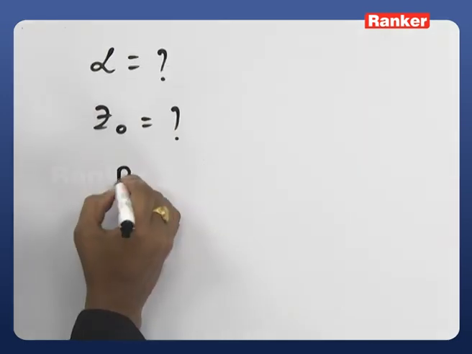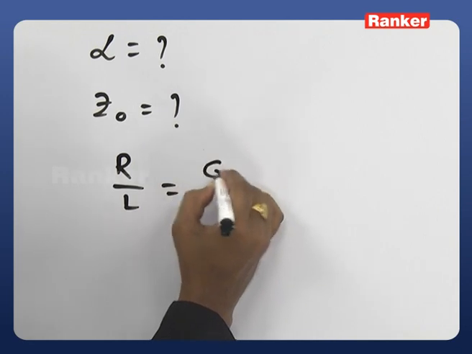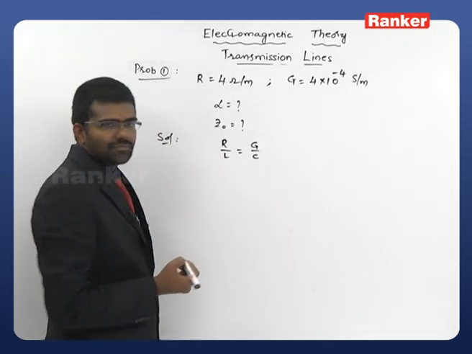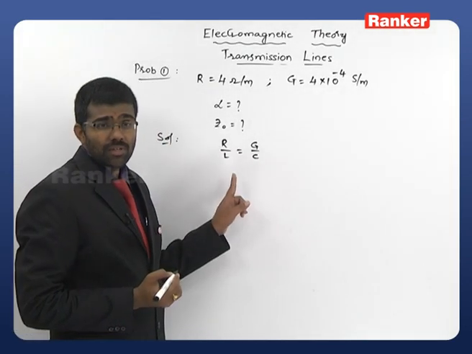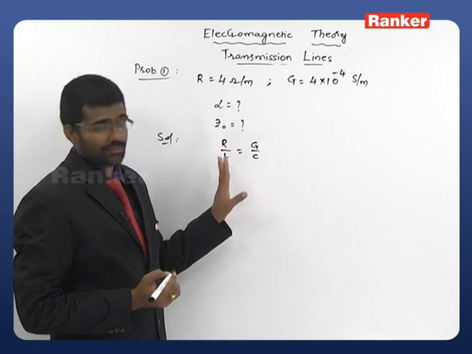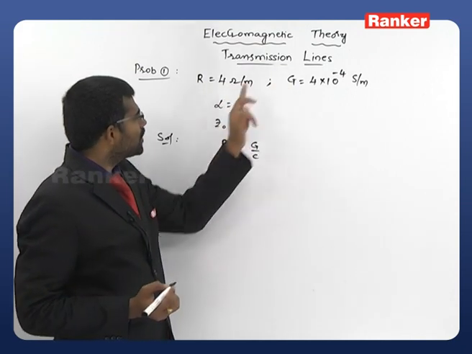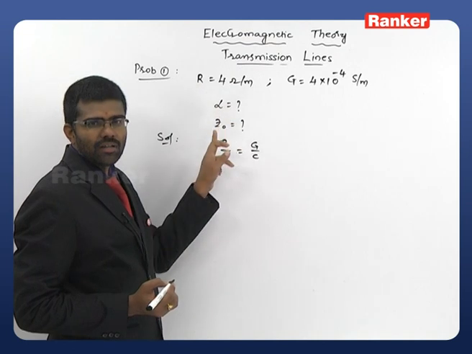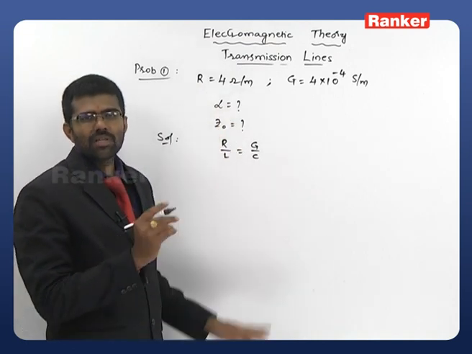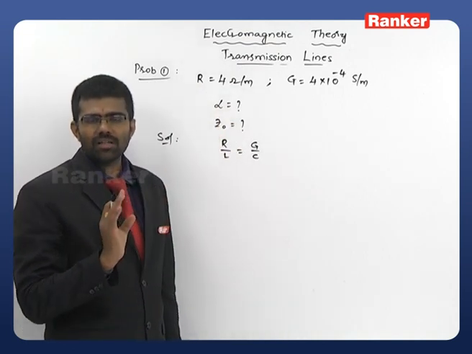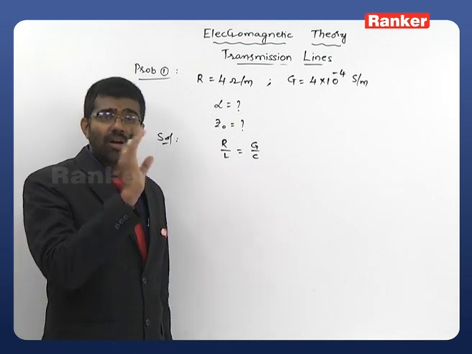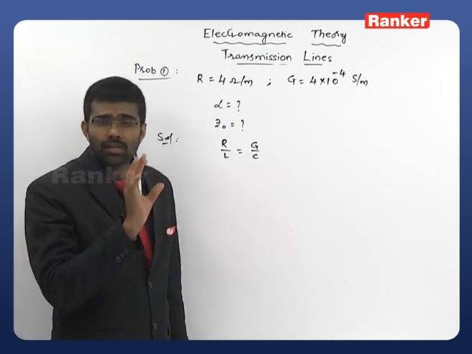Now for a distortionless line, what is the condition? R by L is equal to G by C. So R by L is equal to G by C is the only condition for a distortionless line. Remember that one. Now R is given, G is given, we are supposed to calculate alpha and Z naught. Once again, don't remember the formula for alpha and Z naught. Just remember the original formula for gamma and Z naught.